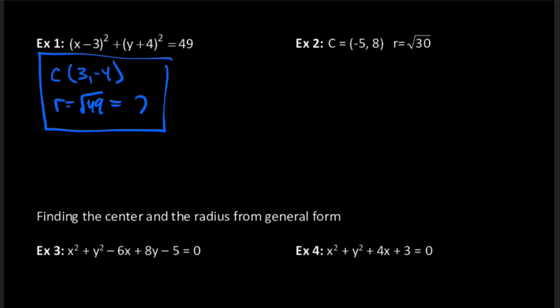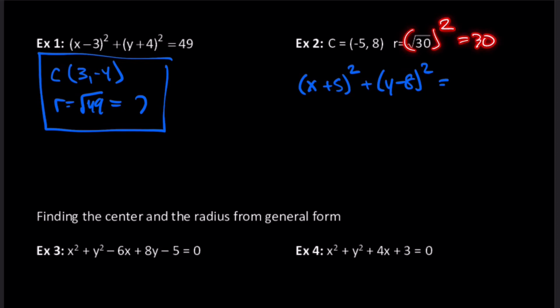In example 2, they give us a center and they give us the radius, and they want us to probably write it in center radius form. So again, not that big of a deal. It's going to be x minus the x coordinate. So x minus the -5 is x plus 5 squared plus y minus 8 squared equals, now remember what goes here is r squared. So the square root of 30 squared is just 30.